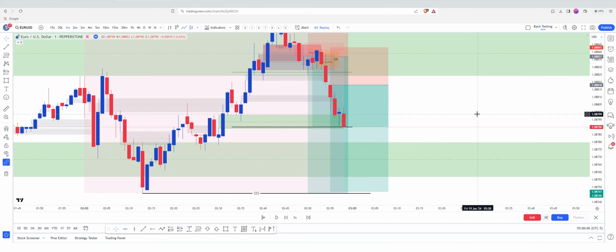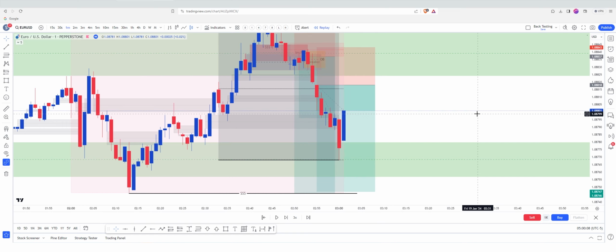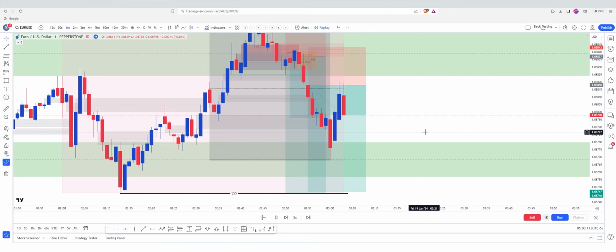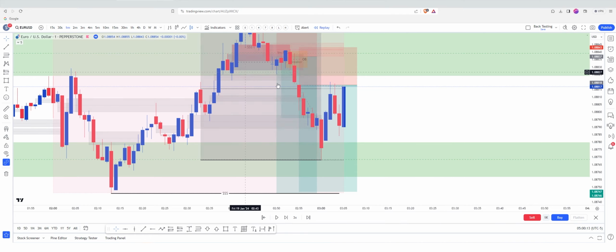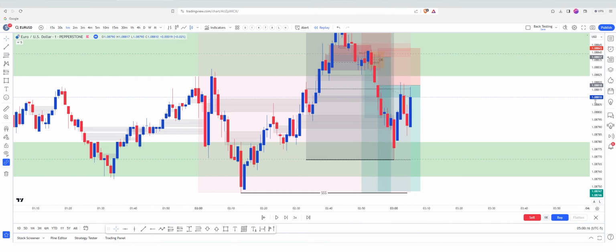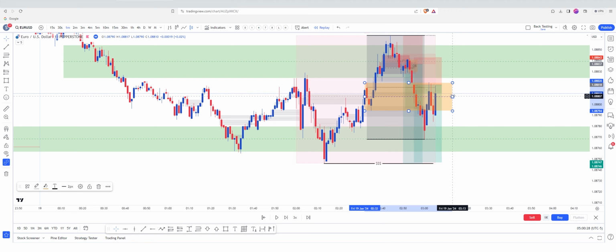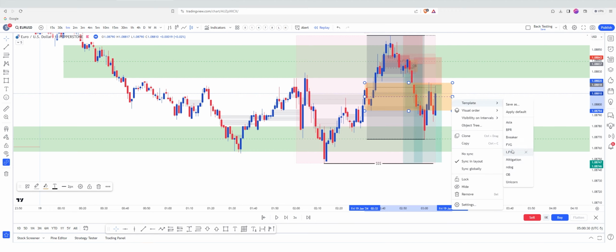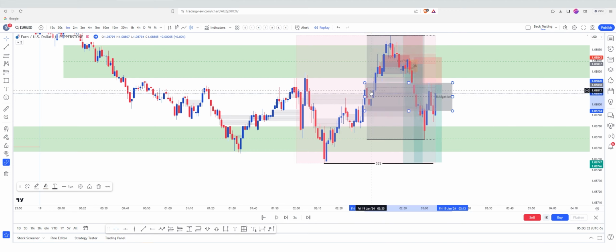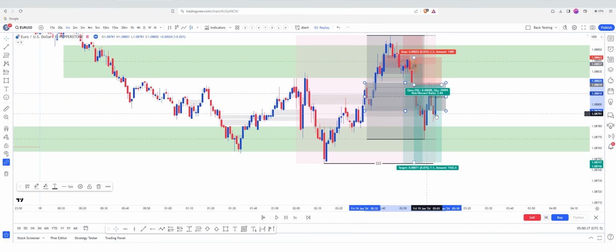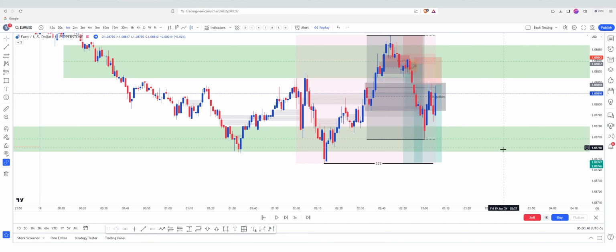Doesn't get tagged. That will be that entry. It's just outside the macro when this one gets tagged. Again, breaker block or mitigation block. So opposing sides of the buy program should act as resistance. So we do have a mitigation block there. We've got obviously bearish fair value gaps coming down.